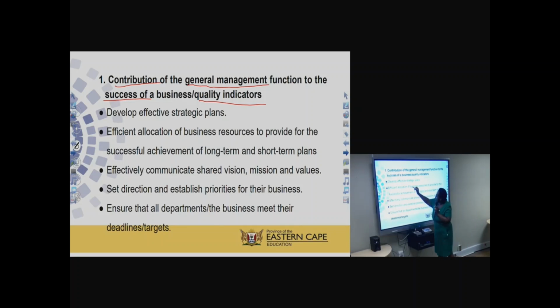When they are able to develop effective strategic plans. Effective strategic plans are those plans that are achievable. Are they able to allocate resources efficiently?